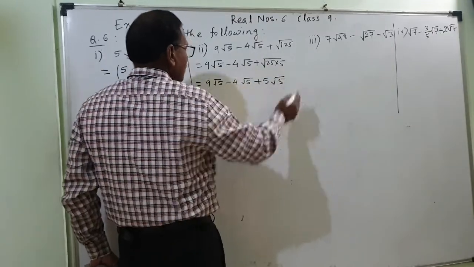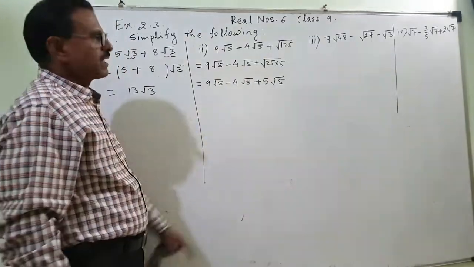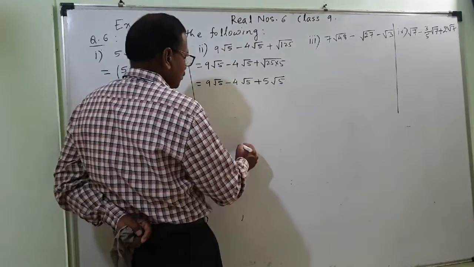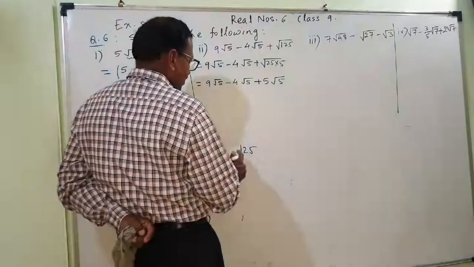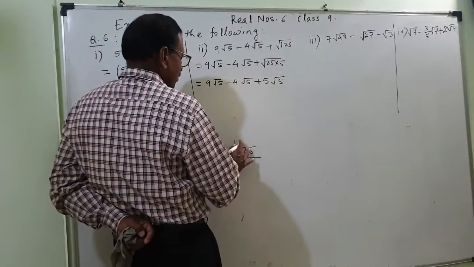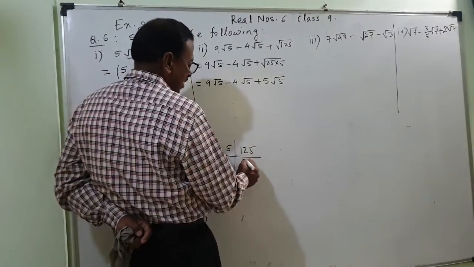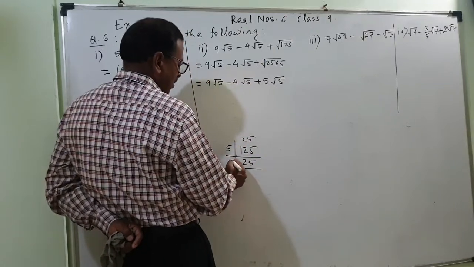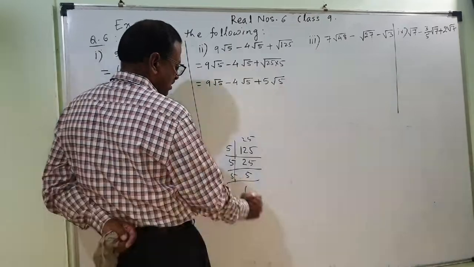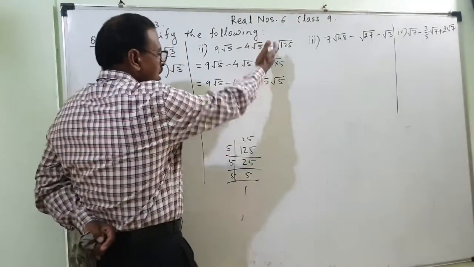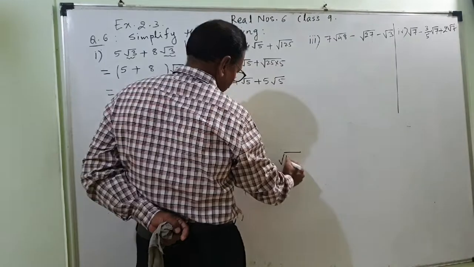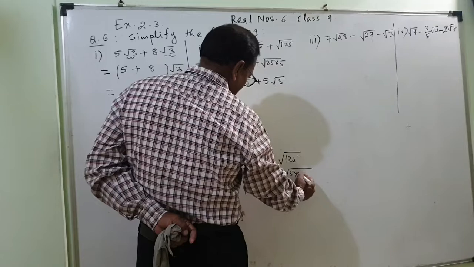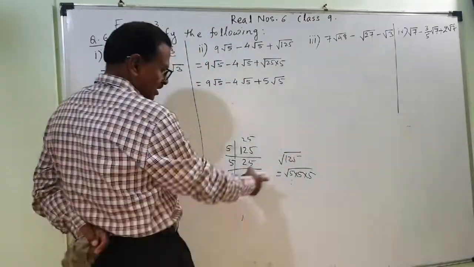5 root 5. If suppose somebody doesn't understand this directly, in the last lecture I have taught you how to solve this. 125 I will write here. I can divide by 5. 5 to the 10 remains 2. Take 5. 5 5 the 25 and then 5 5 the 25 and then 5 1 the 5. So this under root 125 is nothing but under root 5 into 5 into 5.